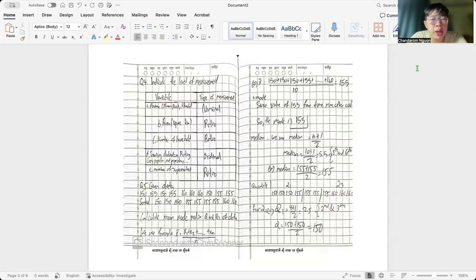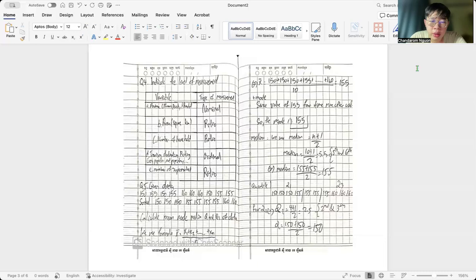Next, we calculate the median, which is the middle number in the sorted list. Since there are 10 values, which is an even number, the median is the average of the fifth and the sixth. The numbers are both 155, so the median is 155 plus 155 divided by 2, which equals 155.